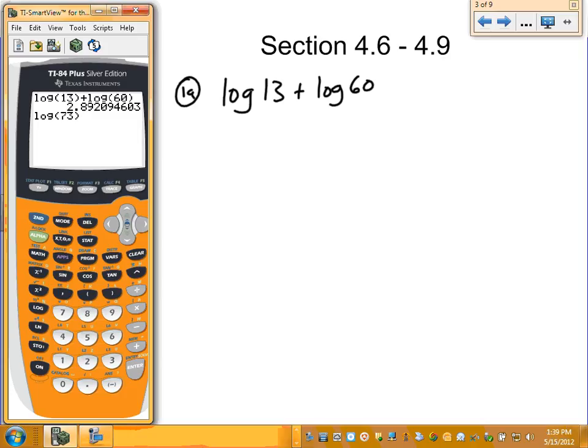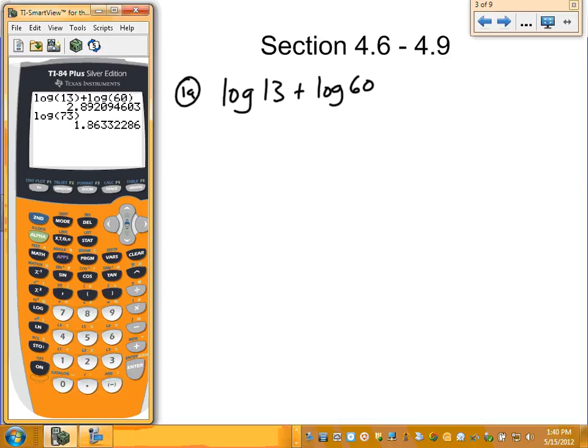10 to the 2.89. Could 10 to the 2.89 be as little as 73? Could 10 squared, what's 10 squared? 100. So now I'm already over 100. You see what I'm saying? So I know that's not logically going to be the answer. Watch. It's going to be something different.